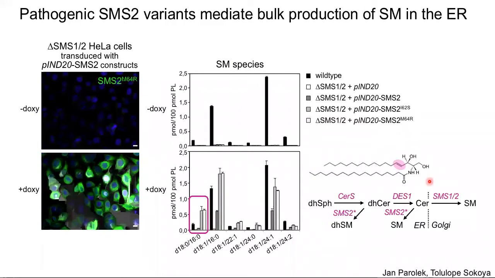Now, to challenge this hypothesis, Jan Parolek and Tolulope Sokoya created a toolbox of disease-relevant cell lines in which wild-type or pathogenic SMS2 variants were put under control of a doxycycline-inducible promoter. And they found that doxycycline induced the expression of pathogenic SMS2 variants, that this fully restored sphingomyelin levels in cells that lack endogenous sphingomyelin synthase 1 and 2 enzymes. And they also found a remarkable 3-4-fold rise in sphingomyelin species containing a dihydroceramide backbone, which likely reflects a competition between SMS2, the resident enzymes of sphingomyelin synthesis, and the ceramide desaturase for dihydroceramide substrates. So all in all, this type of experiments confirmed that in cells from patients with these heterozygous SMS2 mutations, bulk production of sphingomyelin is mislocalized to the ER.